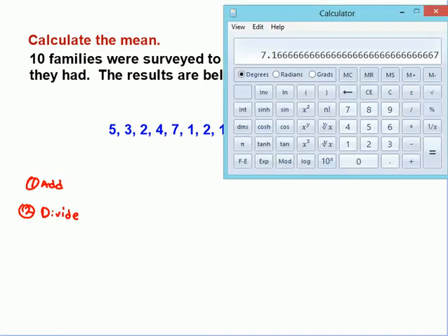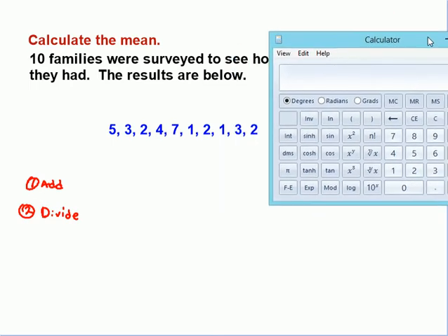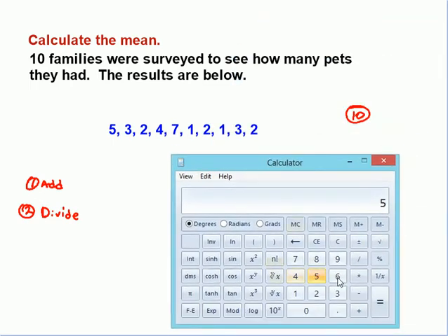Once again, pulling up our calculator. Still got our answer from our last one. We'll clear that out and add these together. We've got 5 plus 3 plus 2 plus 4. You can do this at home, remember. 7 plus 1. You might even be able to beat me at it. 2 plus 1 plus 3 plus 2. Let's see if that's enough.